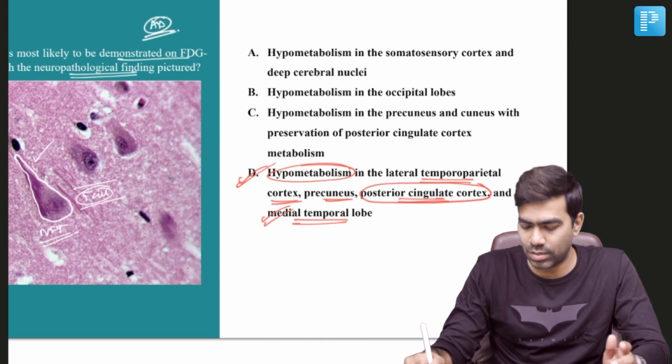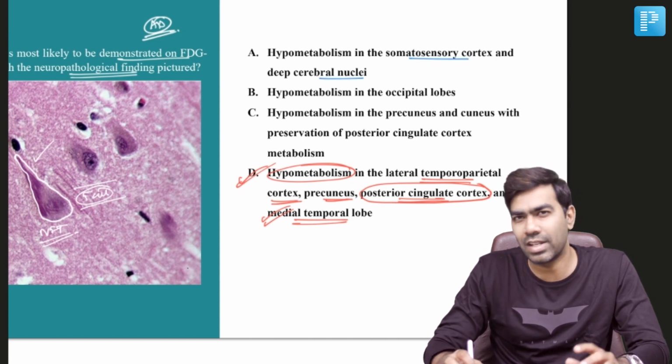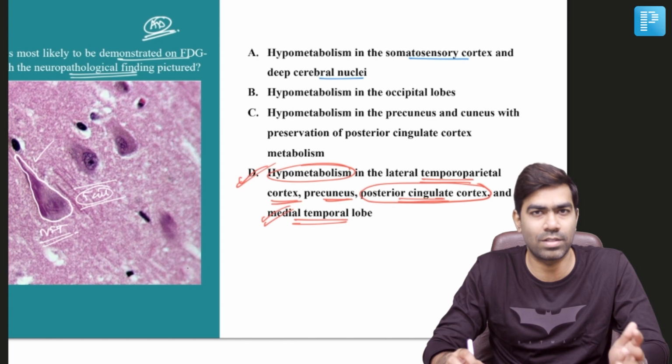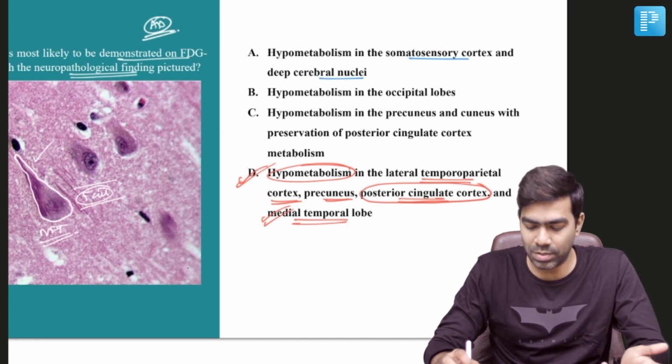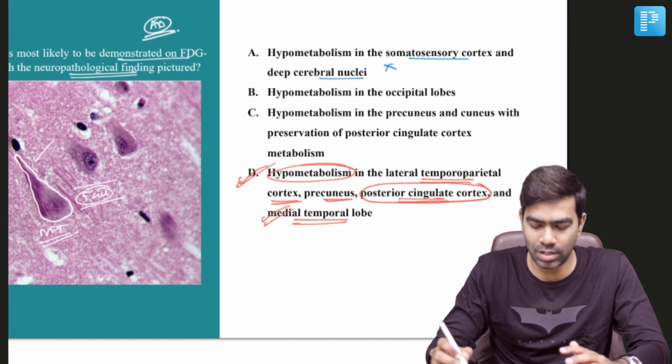And let us look at the other options. Option A states hypometabolism in the somatosensory cortex and deep cerebral nuclei. This is very rare and it's not going to happen in patients with Alzheimer's disease. In fact, even if it happens, it's going to be at the very, very last stages of Alzheimer's disease. So this is not the right answer.